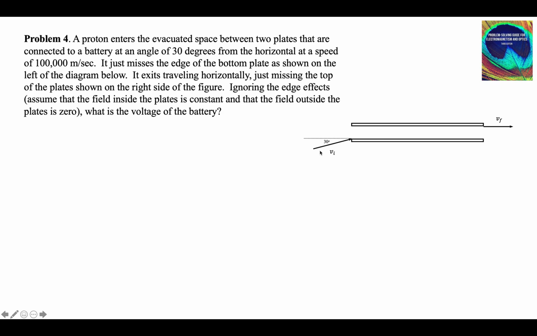A proton enters at a speed of 100,000 meters per second at an angle of 30 degrees from the horizontal. It just misses the edge of the bottom plate when it comes in. When it exits, it's traveling horizontally, just missing the edge of the top plate. What's the voltage of the battery?